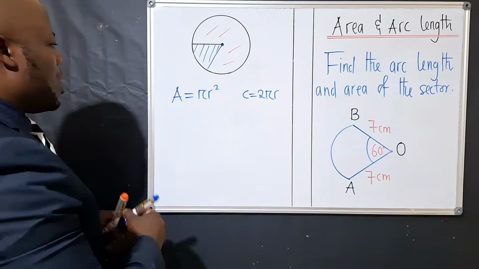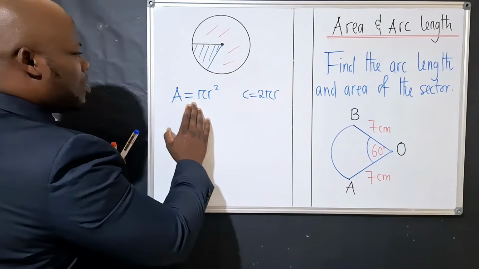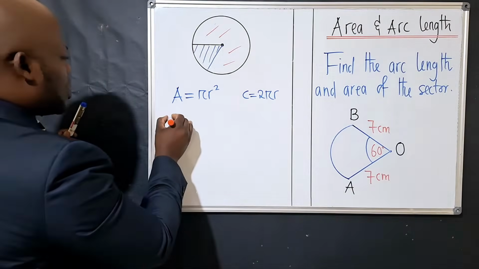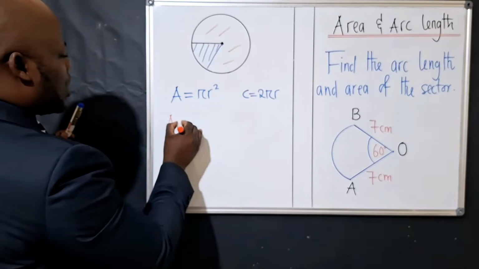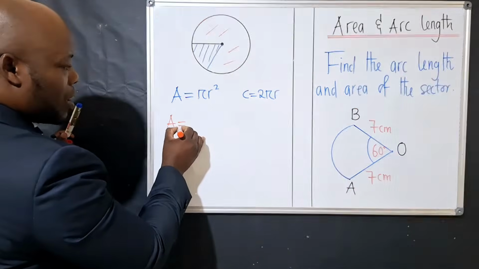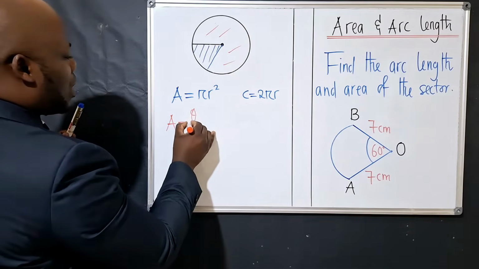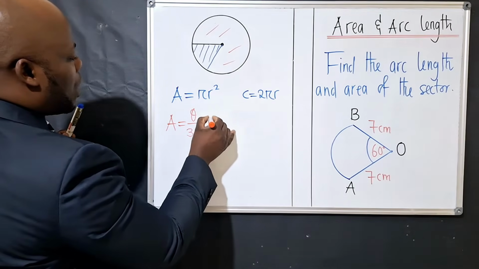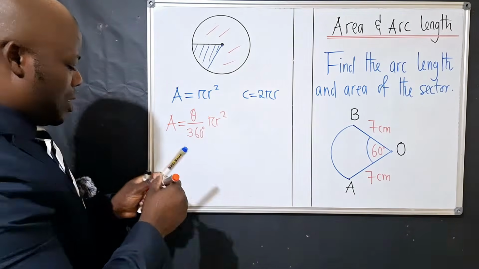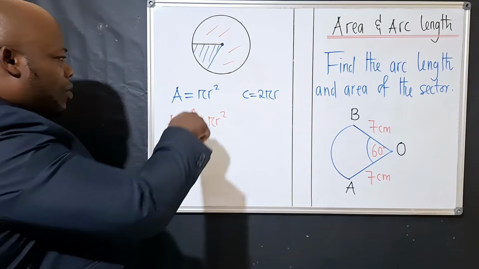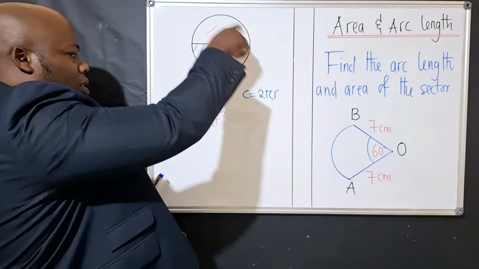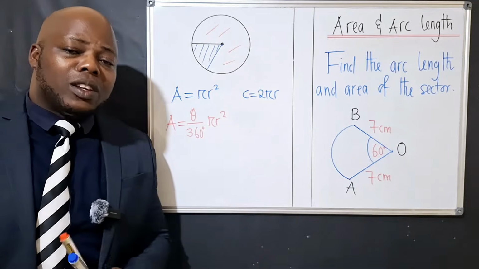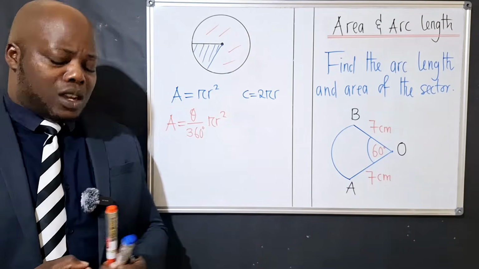Okay, now look at what happens with these same formulas when it comes to the sector. All you need to do is say area is equal to, this is for the sector, theta over 360 degrees times pi r squared. So you can see it's the same as for a circle, you just introduce theta over 360 degrees at the beginning.